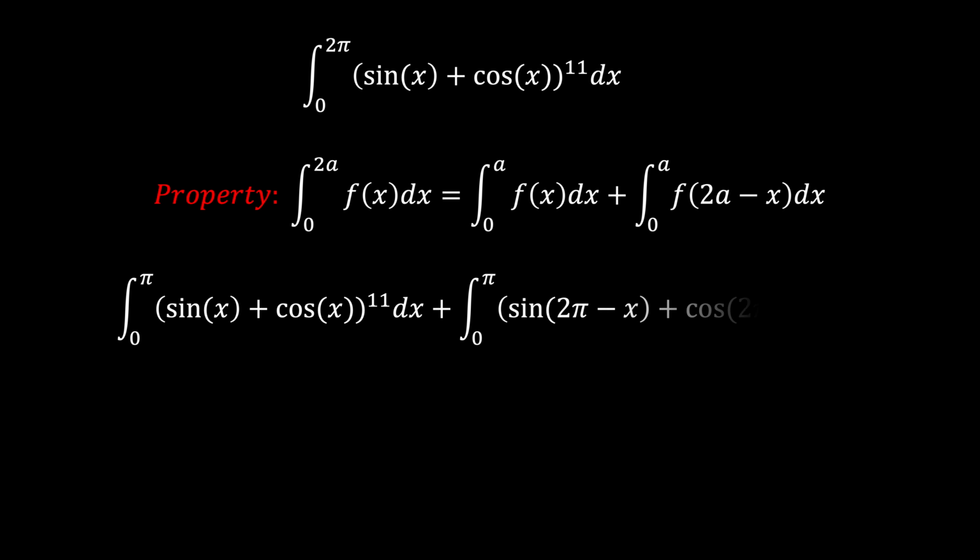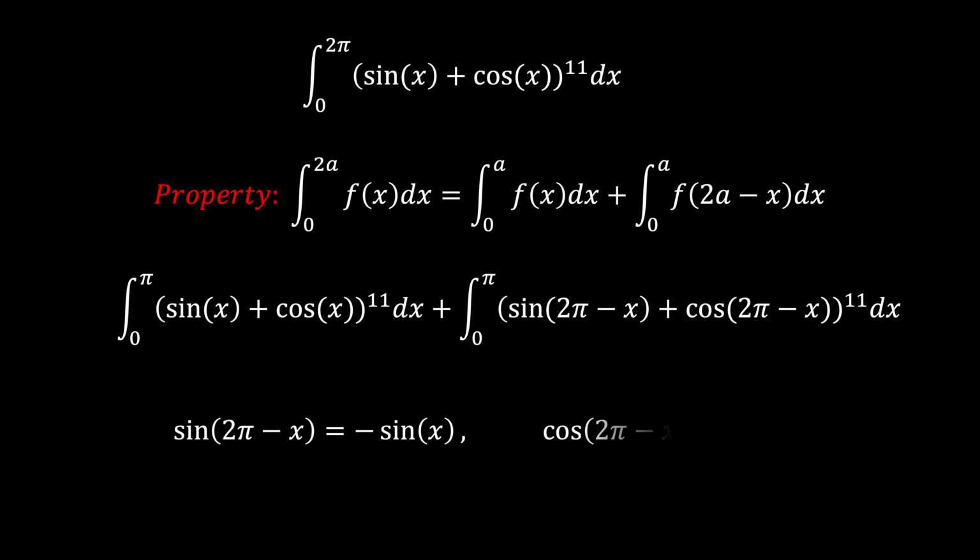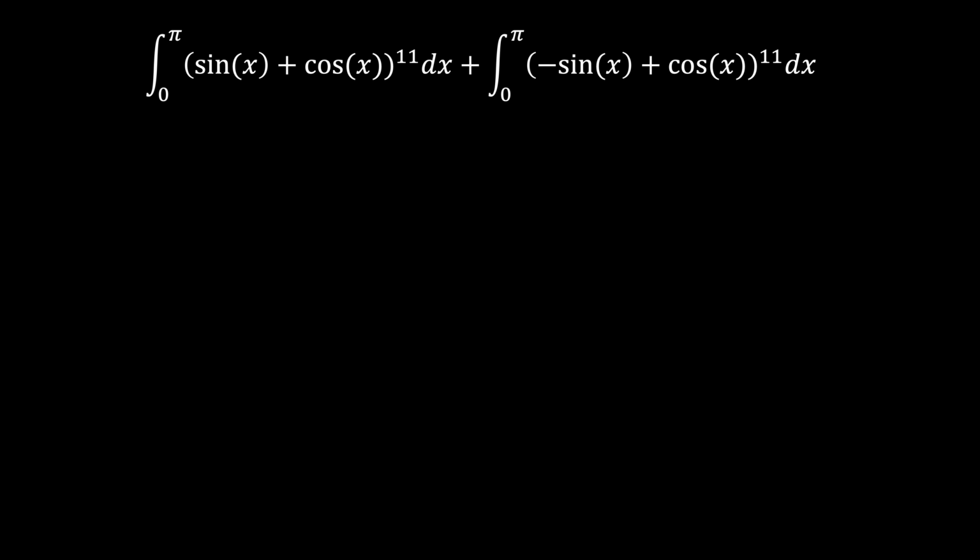When we apply that property, we have 0 to 2 pi with the same function, and then 0 to 2 pi with sine of (2 pi minus x) plus cosine of (2 pi minus x). You can apply the basic trigonometric property: sine of (2 pi minus x) is minus sine of x, and cosine of (2 pi minus x) is cosine of x. I can plug that back in. So now my integration becomes 0 to pi with the same function, and 0 to pi of (minus sine of x plus cosine of x) to the power 11.